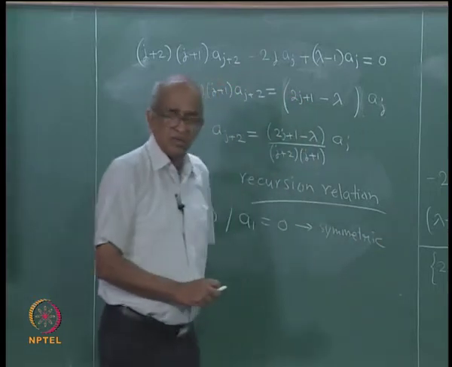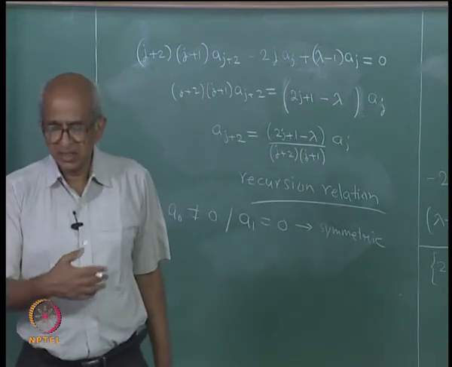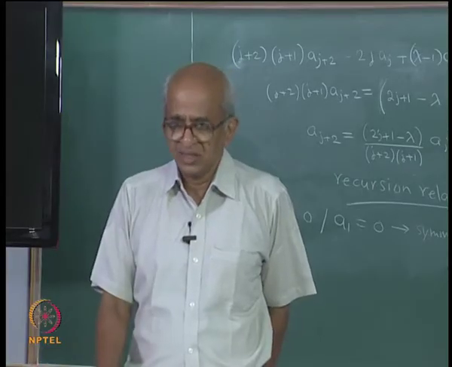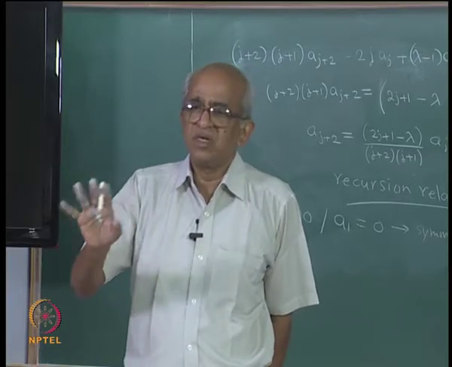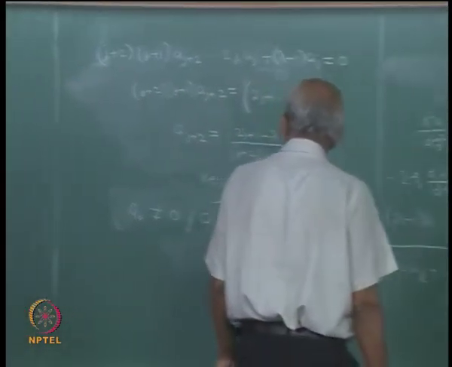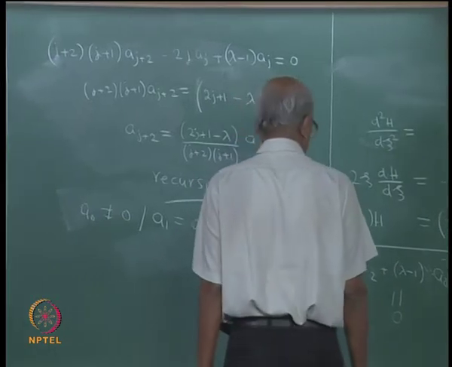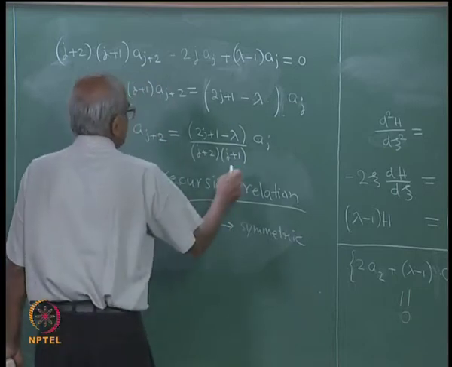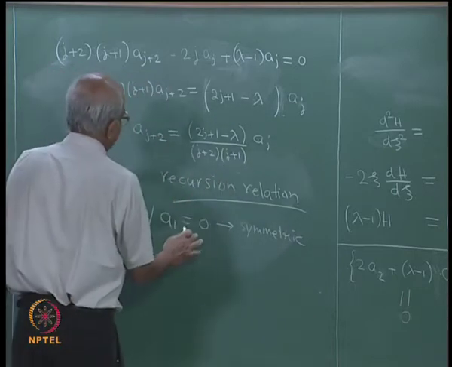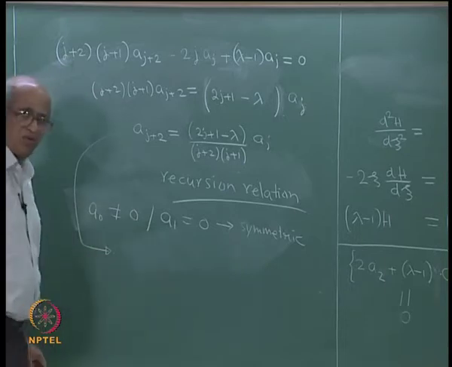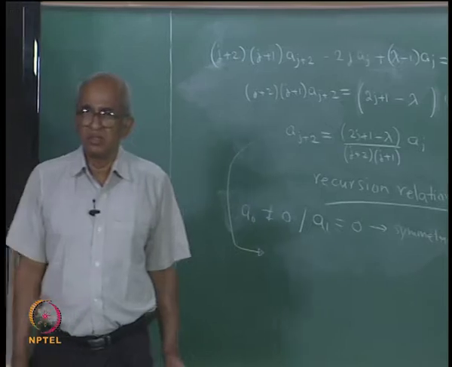Let me mention again what I mean by symmetric. If you replaced C with minus C, the solution will not change, it will remain unchanged, and therefore it will contain only even powers of C. So, those even powers of C which are in the solution are actually governed by this recursion relation, correct.